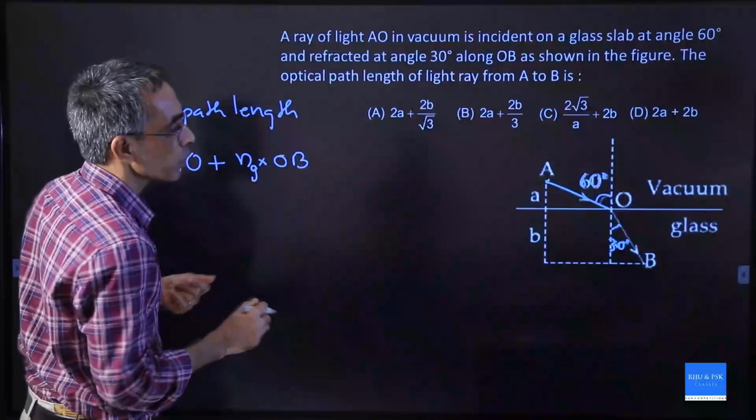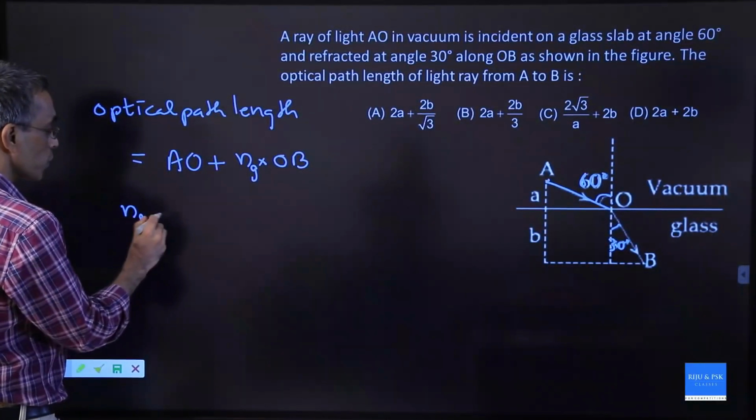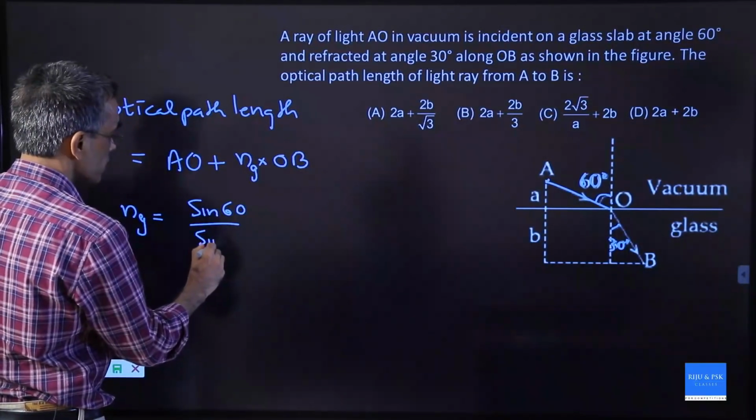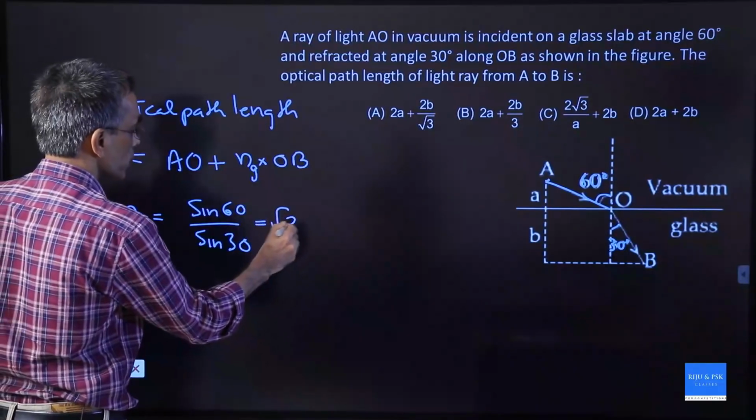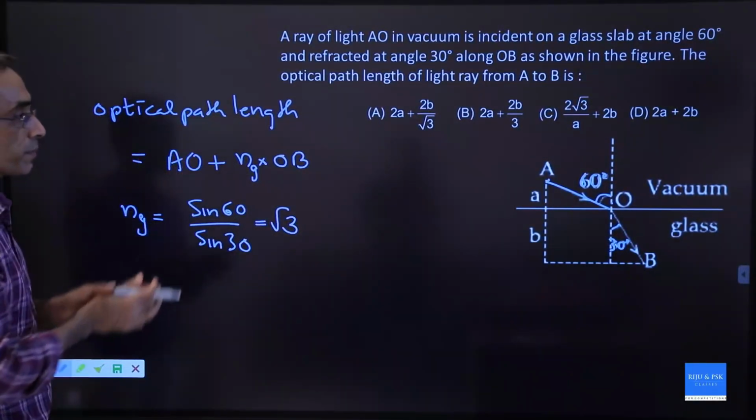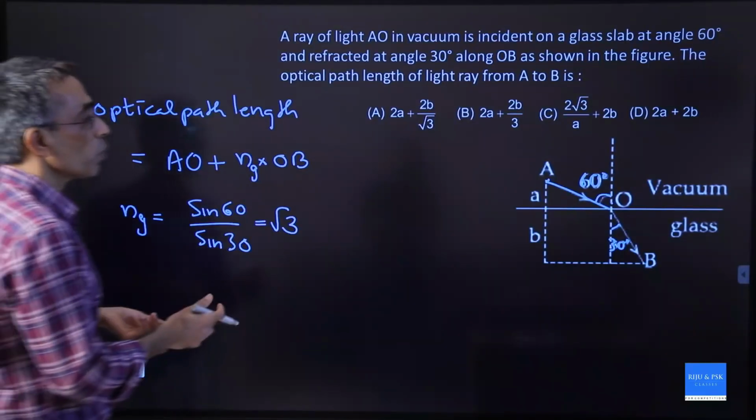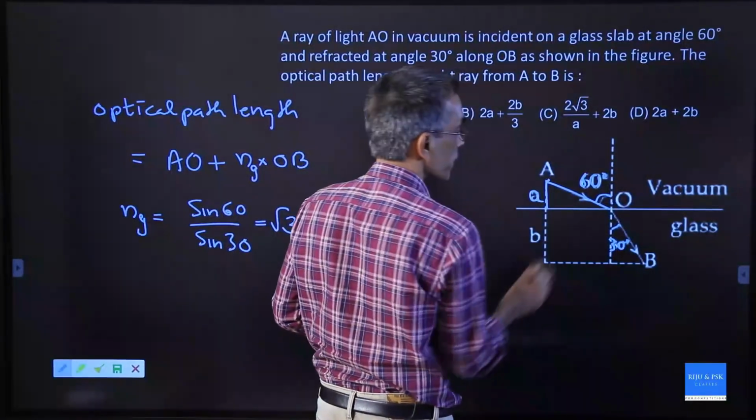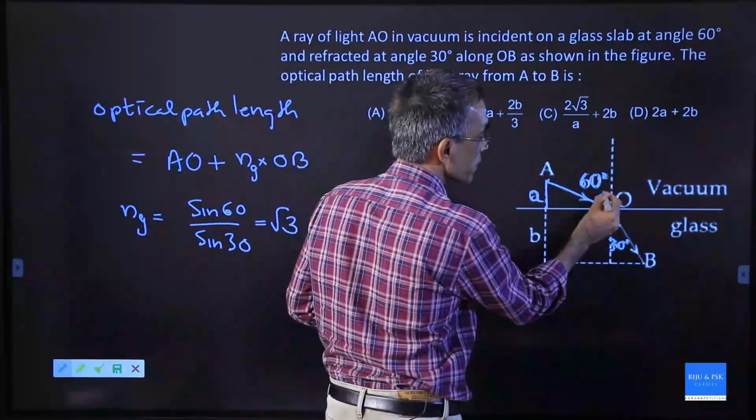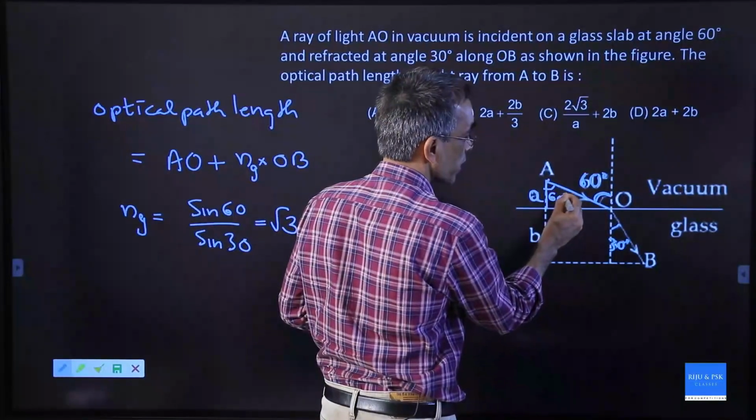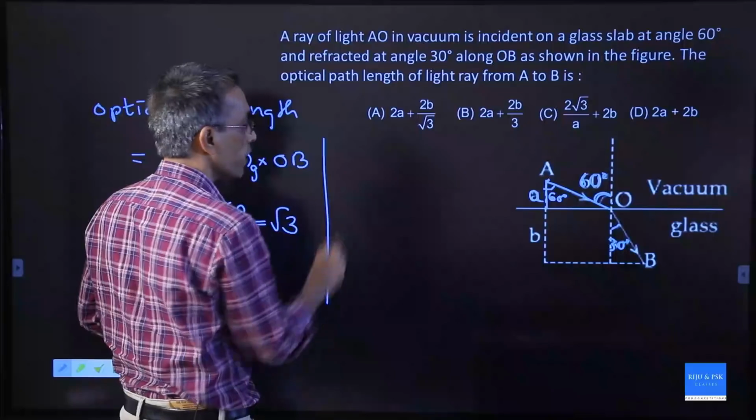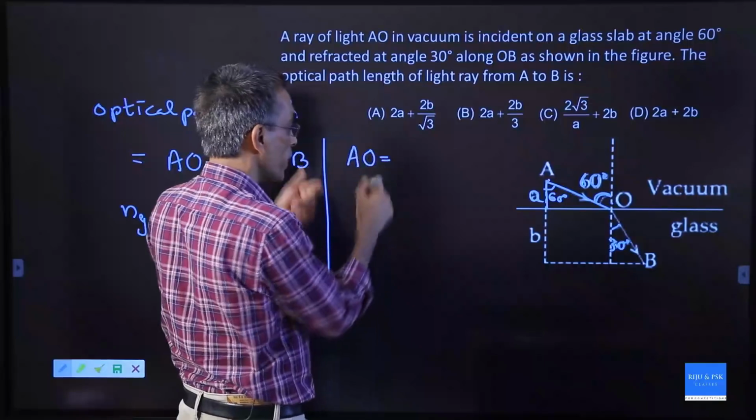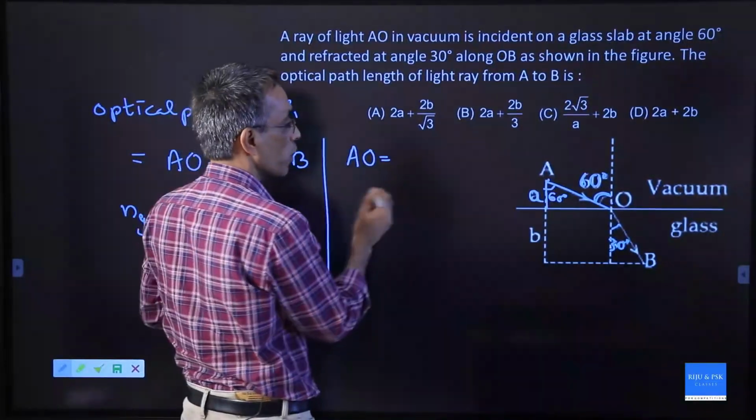You can apply Snell's law, then you can find out N glass is equal to sine 60 by sine 30. So, that will give you root 3. This is the refractive index of glass with respect to vacuum. Okay. That is it. Now, what is AO that you can calculate? It is given, this distance is given as A. This angle is 60 degree. So, this angle is also equal to 60 degree. So we can calculate AO from that triangle. You can see A by AO equal to cos 60. So AO should be equal to 2A.